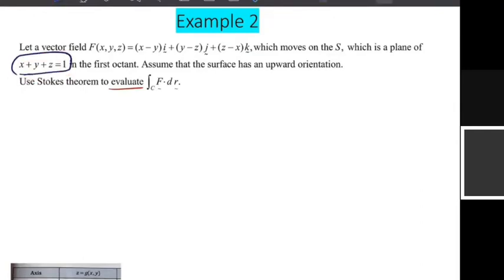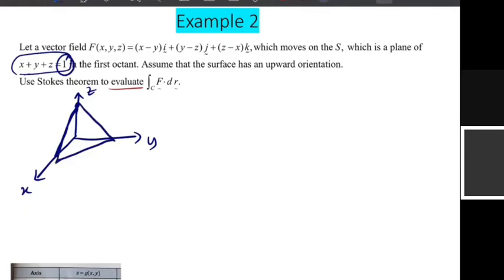Okay, to find this double integral, first you calculate curl F. Step number 1. Step number 2, find N, based on the type of the surface. Okay, step number 3, dot product both. Okay, step number 4, solve. Okay, let's proceed to example 2.